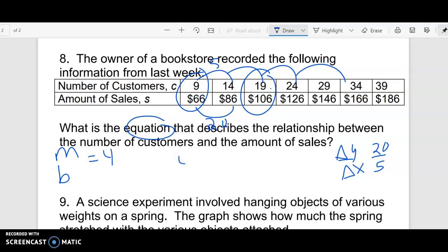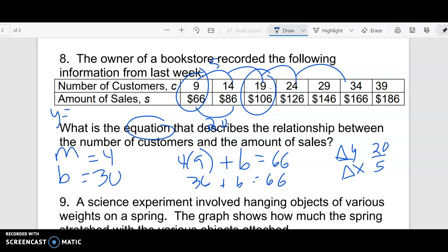Then I do 4 times 9, and I have plus something has to give me 66. That's 36, and so plus b equals 66. I subtract the 36 and I get 30. So my equation is y equals 4x plus 30.